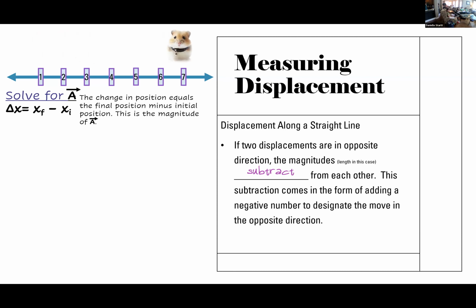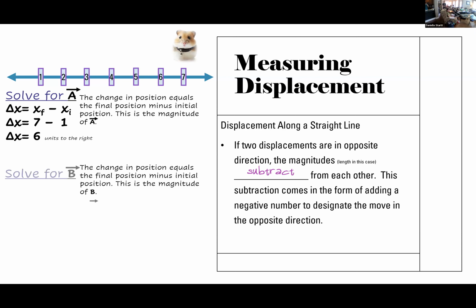So here he goes. Okay, our final is 7. Our initial is 1. That's a change of what? 6 units. Change 6 units to the right. This is just like distance between 2 points on a graph, right? That's basically just distance, but this is why it's displacement.